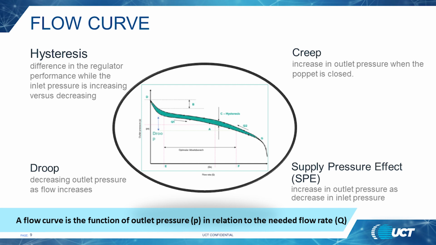Hysteresis is the difference in the regulator performance while the inlet pressure increases versus decreases. Friction works against the movement of the poppet or diaphragm as it opens and closes. Droop is the decrease in outlet pressure as the flow increases. Operating in the extreme areas, left and right, will lead to sporadic performance. And creep and SPE, which will be elaborated in the following slides.